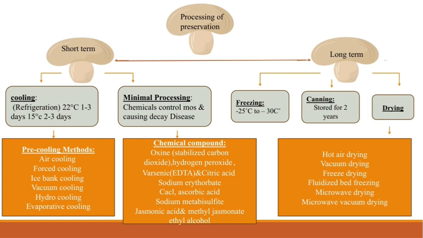Drying methods include hot air drying, vacuum drying, freeze drying, fluidized bed freezing, and microwave drying, including microwave vacuum drying. These techniques remove moisture, which is essential for inhibiting microbial growth and extending shelf life. Overall, these preservation methods, whether short-term or long-term, are all about controlling environmental factors like temperature, moisture, and microbial activity to keep our food safe and fresh for as long as possible.